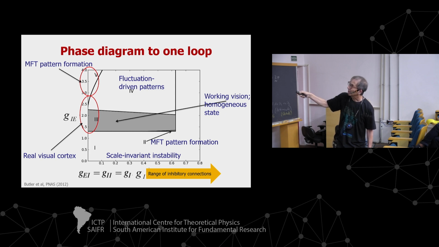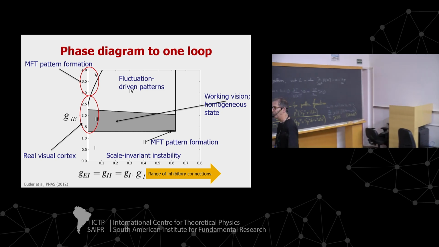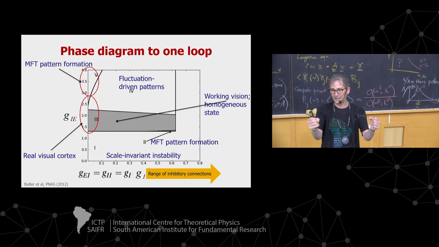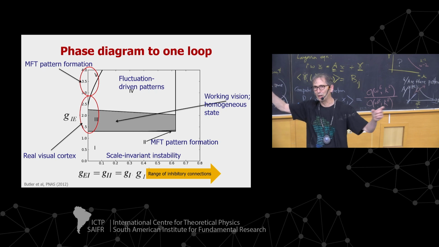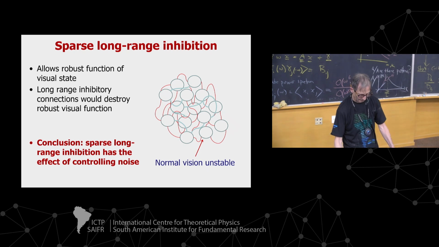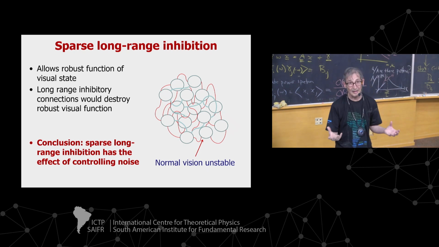You can see that if you want to be in a parameter range where you have the largest region of working vision, you want to be over here. This is where you have the largest region. Over here, it's too small, and it's monotonically decreasing, so this is where you want to be. What this corresponds to is very sparse long-range inhibitory connections. In other words, most of the connections are excitatory and short range, and occasionally there are ones that are long range and inhibitory, but most of them are not. So sparse long-range inhibition, which is in fact the architecture of the visual cortex, has the effect of controlling noise.